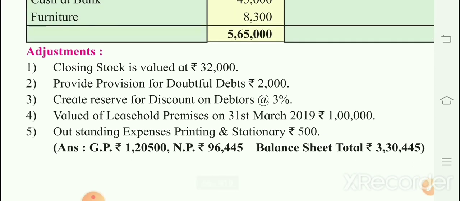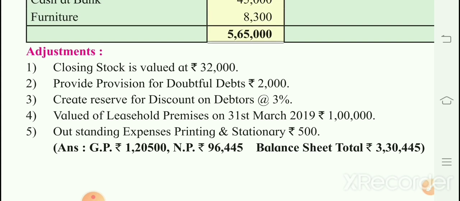See first, closing stock is valued at rupees 32,000. All of you know its effect. Firstly, it will be written on credit side of trading account, and second effect will be given to asset side. Second one, provide provision for doubtful debts, rupees 2,000. See, we will have to maintain a provision for doubtful debts. So on asset side we have written debtors by rupees 80,500.